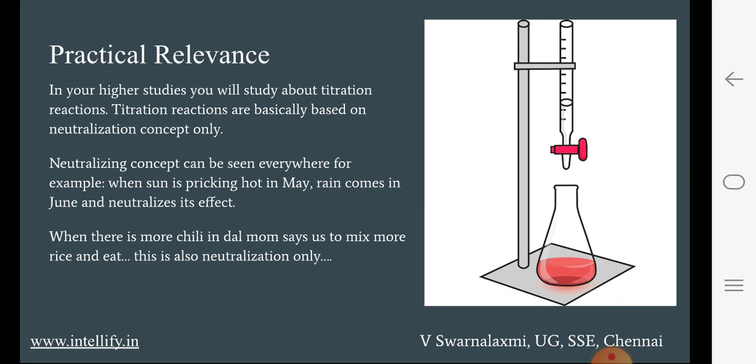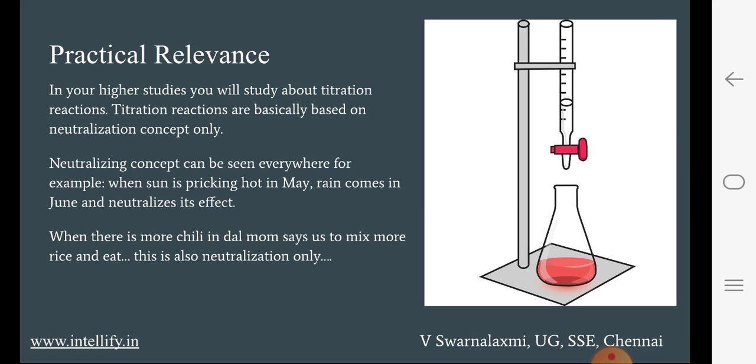So, I would explain this neutralization concept taking the help of our environment. Neutralizing concept can be seen everywhere. For example, when the sun is freaking hot in May, जब समर्स में बहुत गर्मी बढ़ जाती है मई के महीने में, तो जून में जब हमें ये पता चलता है कि 10 जून को भारत में मॉनसून देगा दस्तक, तो हम सब बहुत खुश हो जाते हैं. क्यों? वो पानी बरसा के जो गर्मी होती है उसके इफेक्ट को न्यूट्रलाइज ही तो करता है कि नहीं. और एक एग्जांपल देती हूँ. अगर कभी घर में दाल बहुत तीखी बनी हो तो मम्मी क्या बोलती है कि उसमें थोड़ा चावल ज़्यादा डाल लो. थोड़ा चावल ज़्यादा डाल के खाओगे तो दाल का जो तीखापन होगा वो न्यूट्रलाइज हो जाएगा.